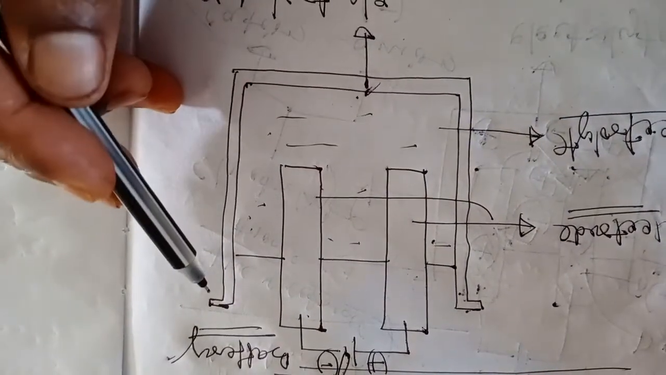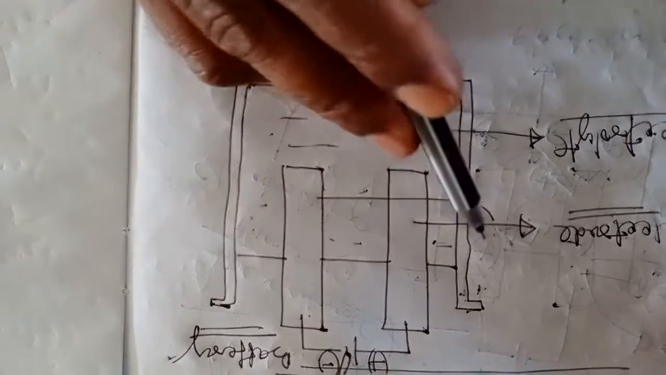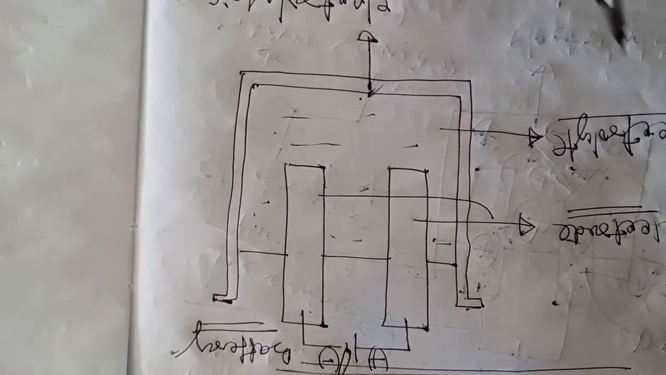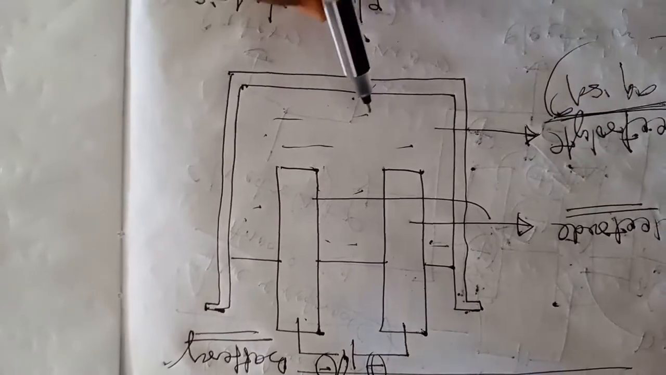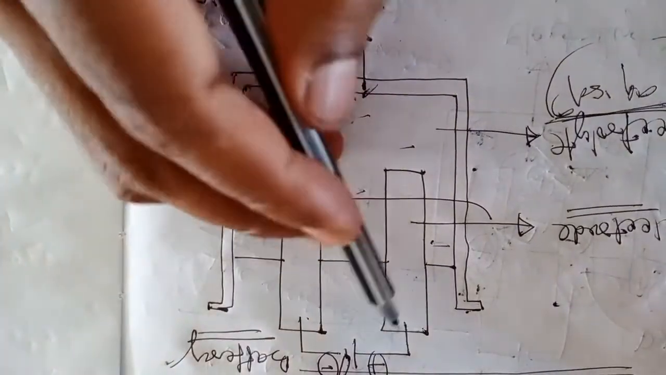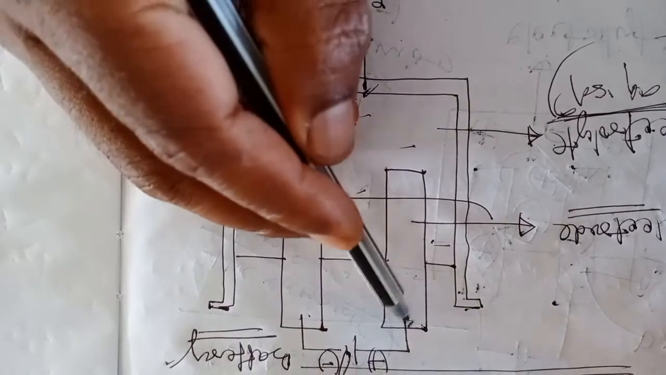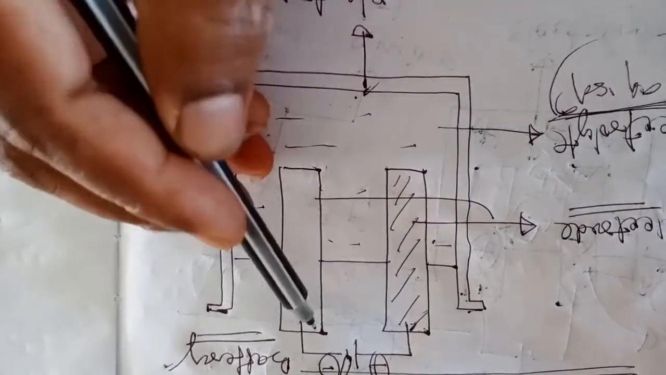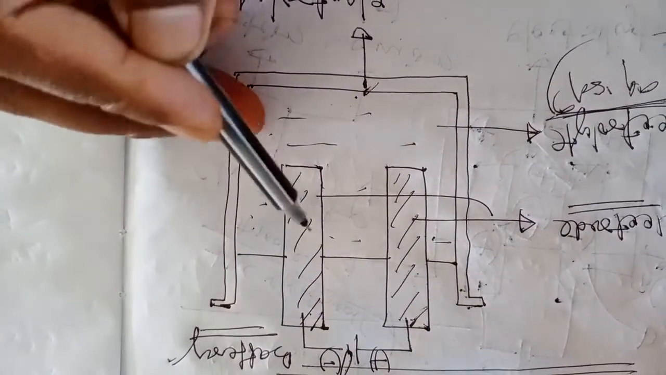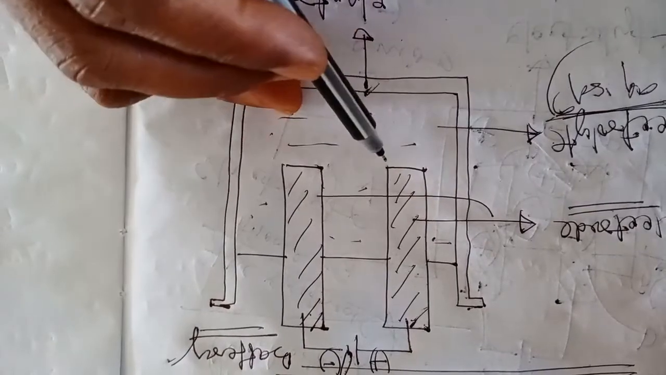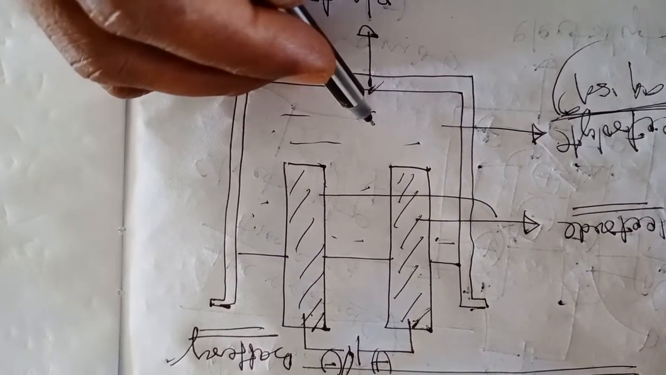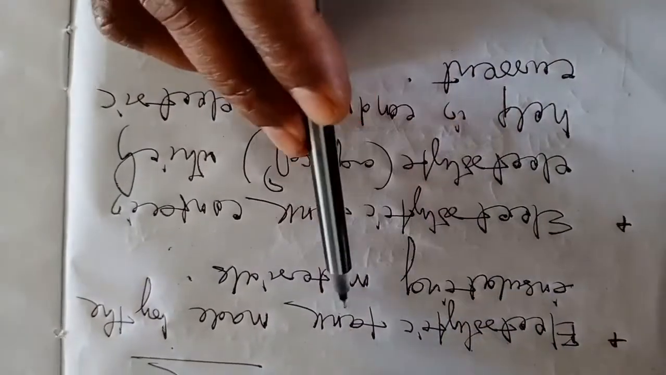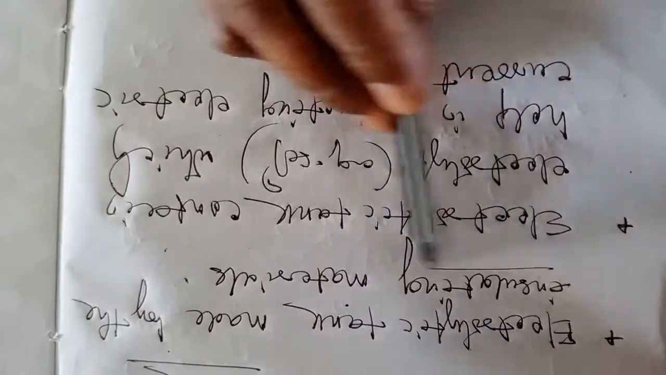an electrolytic tank. In this electrolytic tank we have taken the electrolyte, that is, an aqueous solution of electrolyte. Okay, and we have dipped two electrodes. This is one electrode, this is another electrode. Two electrodes are dipped into the electrolyte, the aqueous solution of electrolyte. The same thing we have written here: the electrolytic tank is made of insulating material.